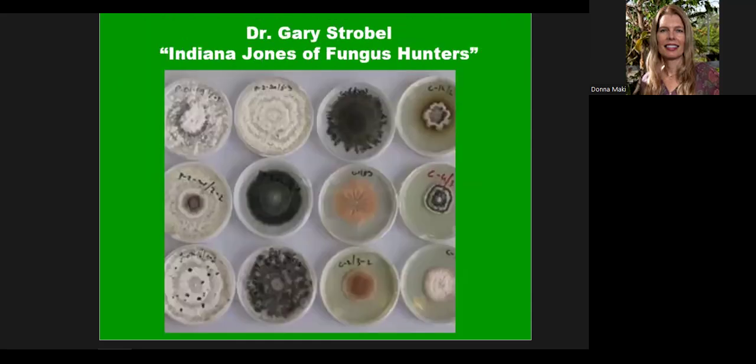So this is some work from Gary Strobel's lab. You can see these are all beautiful fungi that are growing on agar plates. And you can see that everything that looks different is different. They're different species. He was given the nickname by some of his friends as the Indiana Jones of fungus hunters. So he went all over the world.